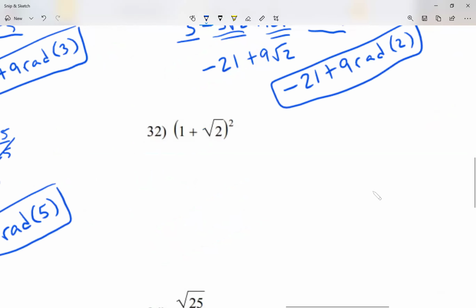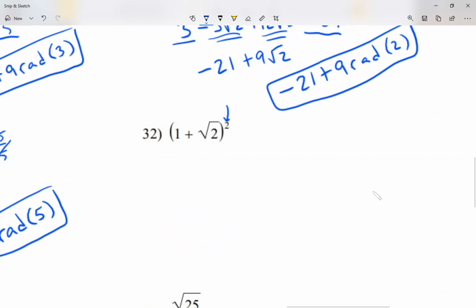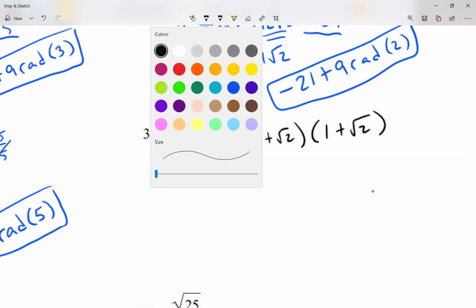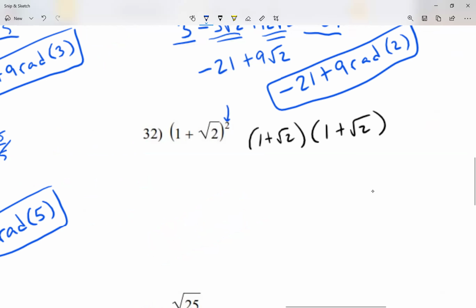Lastly, let's take a look at number 32. This little exponent, what it means is that I have the same parentheses twice. So in reality, I have 1 plus radical 2 times 1 plus radical 2. That little exponent meant I have the same parentheses. Notice how it's outside of the parentheses. Have the same parentheses twice.